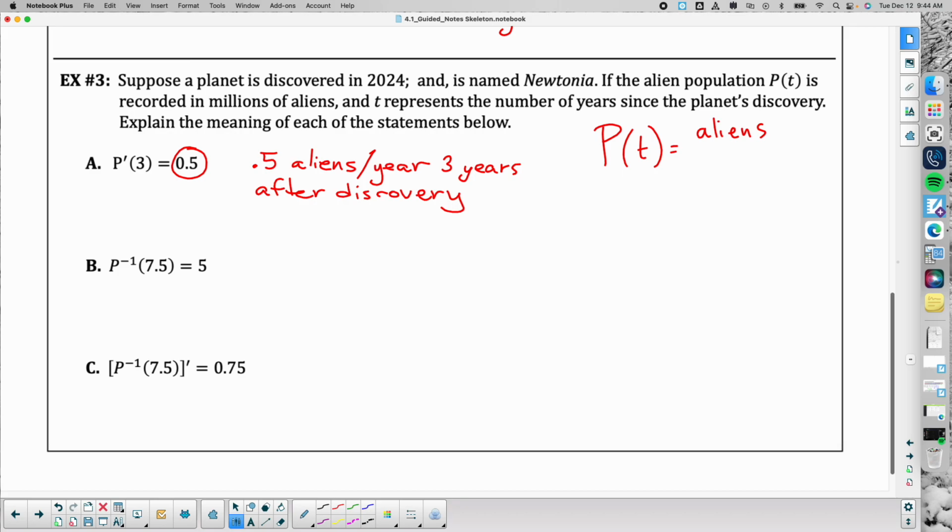Wait, so it's not a rate of change, this is just saying what the population is? No, that is the rate of change. So you're saying it's increasing by 0.5? 500,000 aliens per year. Okay, yeah, that makes more sense. 0.5 million. It told us in millions up there, so I just didn't want to write it.